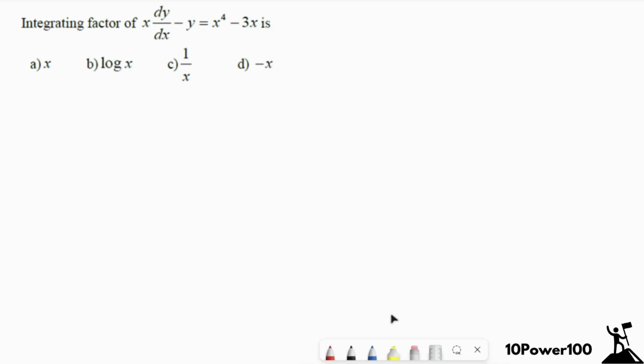Next question, integrating factor of x dy by dx minus y is equal to x power 4 minus 3x. So let's see how to solve this. Let's write the equation: x dy by dx minus y is equal to x power 4 minus 3x. Now it should be in the form dy by dx plus py is equal to q. This is the actual format of a linear differential equation.